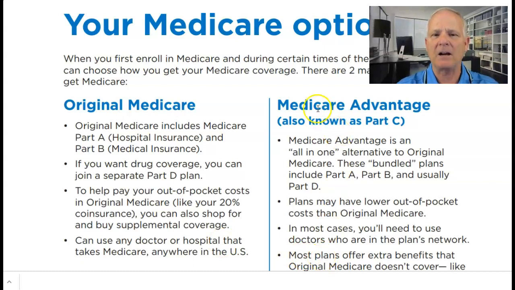Now, looking at Medicare Advantage, also known as Part C, Medicare Advantage is an all-in-one alternative to original Medicare. These bundled plans include Part A, B, and D. So it's a package of A, B, and D of the original Medicare. Plans may have lower out-of-pocket costs than original Medicare. In most cases, you'll need to use doctors who are in the plan's network. So they're kind of like a PPO or HMO type setup. You would use the doctors that are in the network.